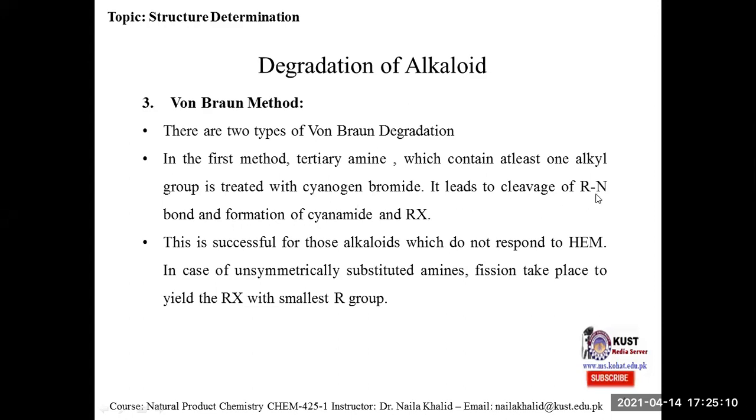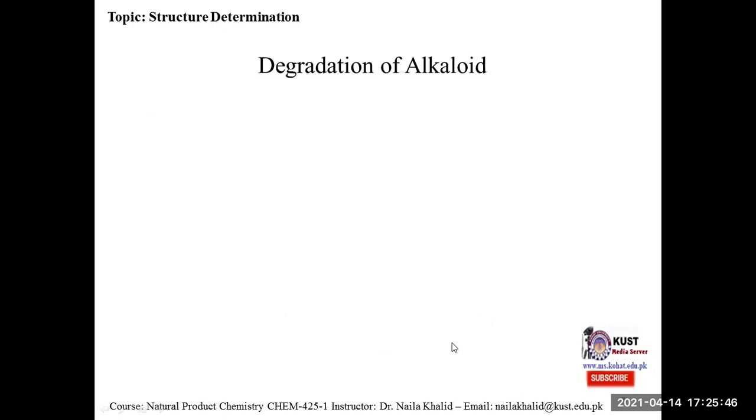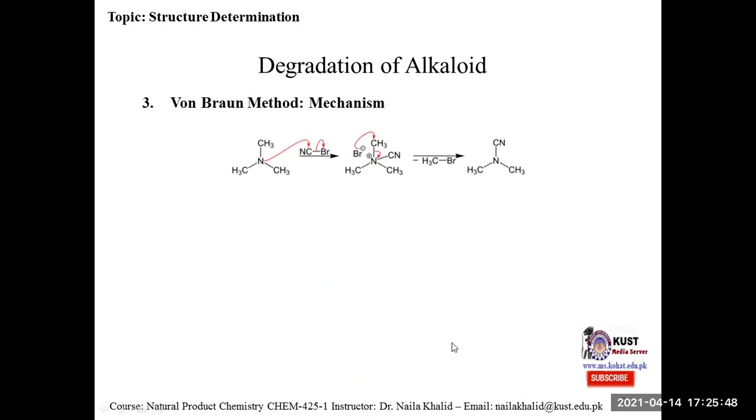In the first method, if a tertiary amine is present in the alkaloid, it is treated with cyanogen bromide. It leads to cleavage of the R-N bond and formation of cyanamide and RX. This is successful for those alkaloids which do not respond to Hofmann exhaustive methylation. In the case of unsymmetrically substituted amines, fission takes place to yield RX with the smallest R group. Here there is one R and two methyl groups, which are small groups. So methyl halide is formed along with the N-cyano compound.